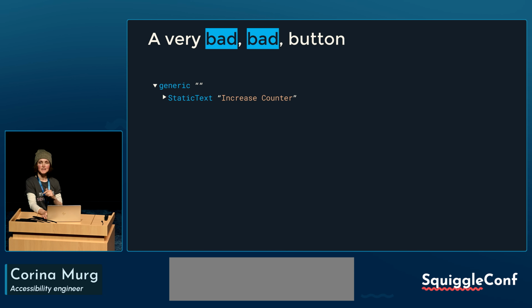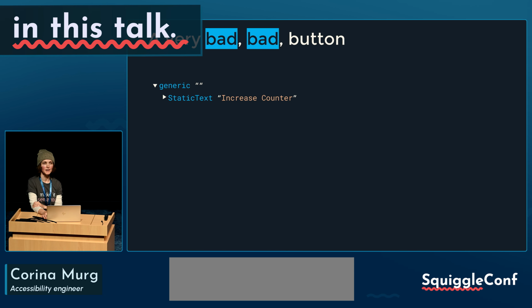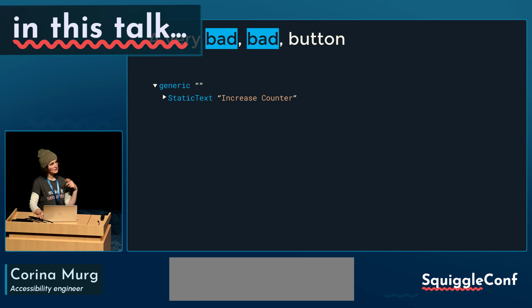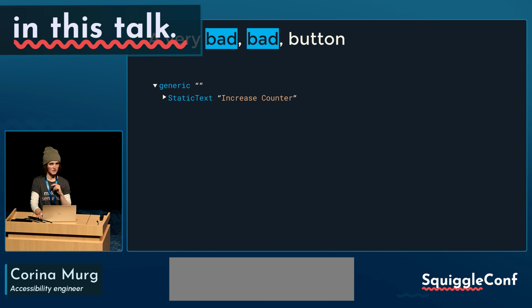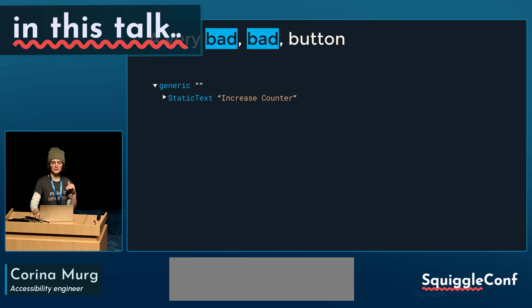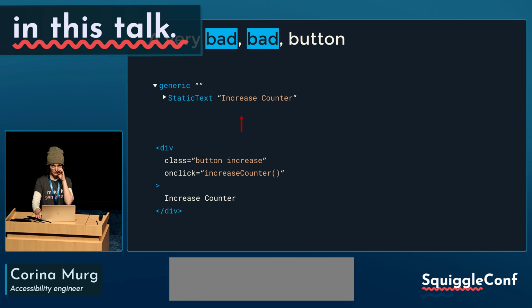Now, this is an example of a very bad button, which I sometimes see mostly on sites created by junior devs. But I worked with a company recently. I helped them fix some of their bugs, and they had something like this. I'm already giving you a hint that it's a button, but if you just look at the role, generic, you would expect it to be a div, and indeed it was created using a div.